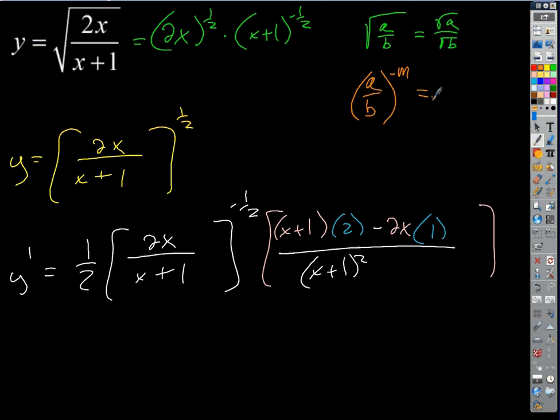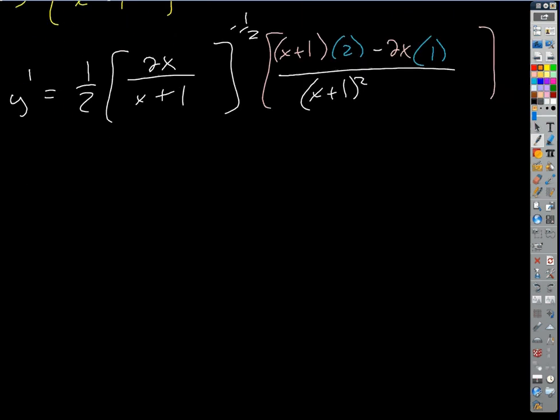What's a negative exponent mean? Yeah, I'm splitting the fraction, right? So I could write that as b over a to the positive m, right? Okay, so that's helpful here, because then look what we can do. We could write this as 1/2 times x plus 1 over 2x to the positive 1/2, okay? Times whatever I'm gonna get from all this stuff.